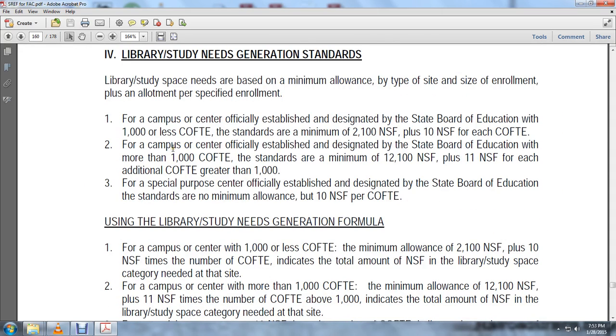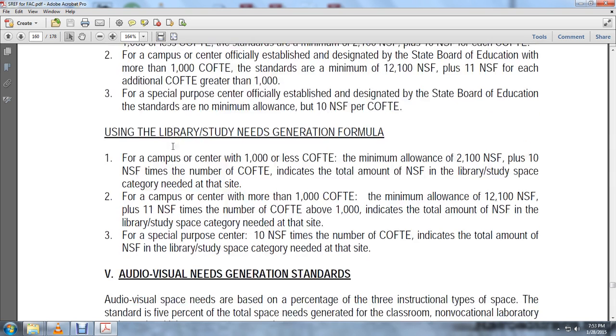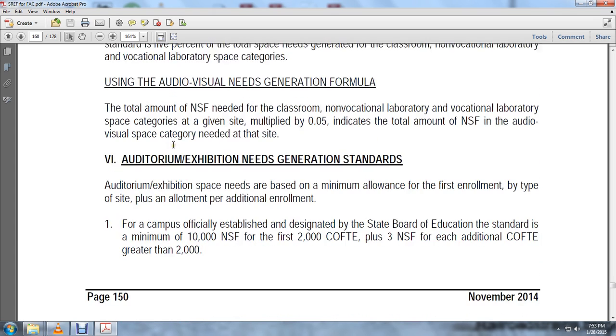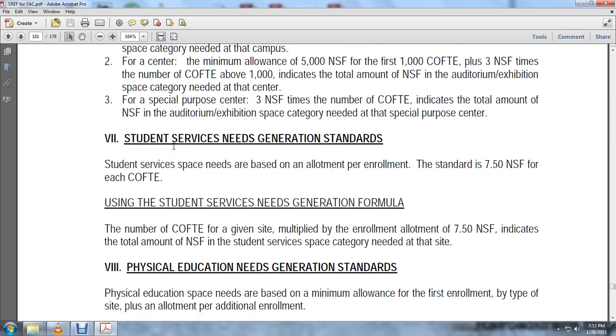Library study needs generation formula. Library study needs generation standards. Audiovisual needs generation standards. Auxiliary auditorium exhibition needs generation formula. Student services needs standards. Student services space is based on allotment per enrollment. The student standard is 7.5 NSF for each COFTE.